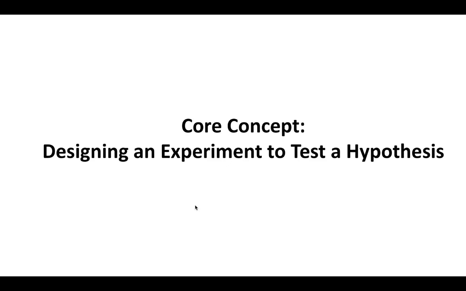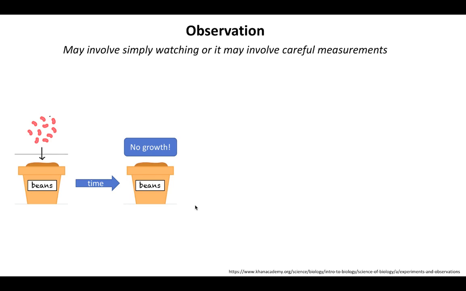Okay, so in this video, we're going to be talking about how to design an experiment to test a hypothesis, or basically the basic premise of experimental design. Many questions that experiments are designed to answer often start with a simple observation. For the purposes of this video, we're going to be referring to observation as simply watching or visually collecting information, or it's a process that could involve very careful measurements taken with very complicated devices.